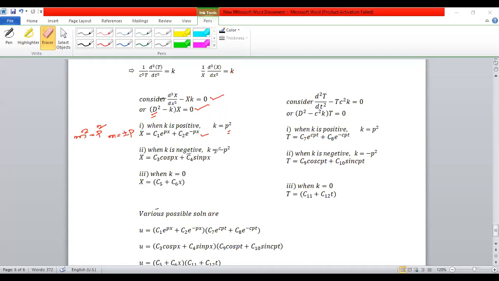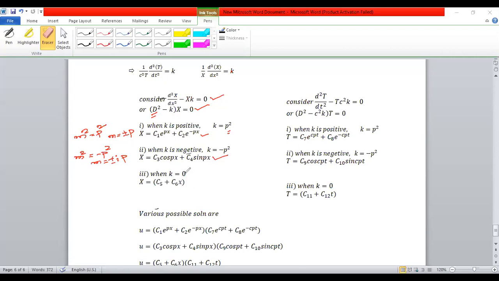When k is a negative constant, the auxiliary equation will be m square is equal to k, where k is minus p square. Therefore, m is equal to plus or minus i into p, complex roots. Real part is 0 and imaginary part is p. Rule number 3 is applicable. Therefore, x is equal to c3 into cos px plus c4 into sin px. This is the solution when k is a negative constant.